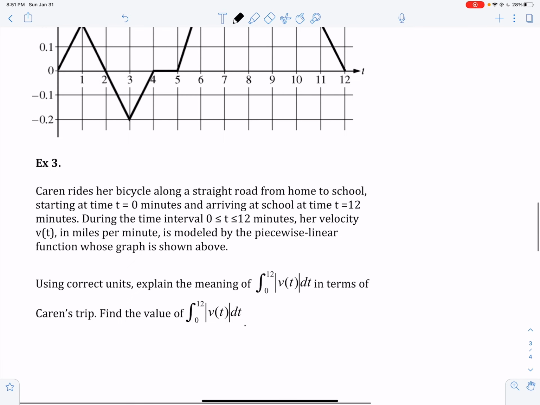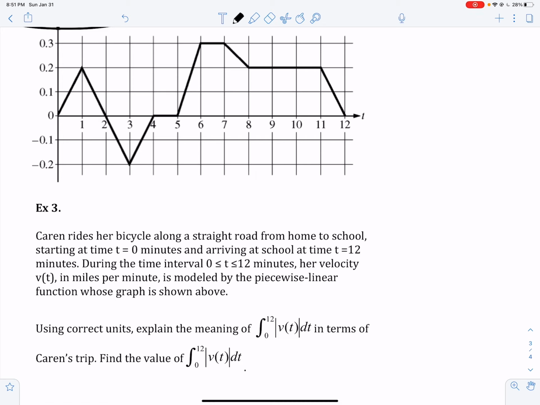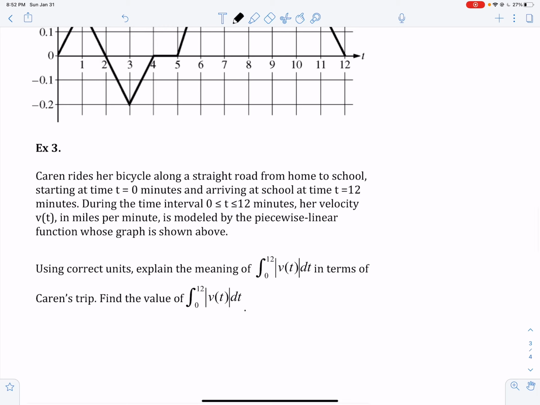Okay, so it says Karen rides a bike along a straight road from home to school, starting at 0, ending at 12 minutes. During that time interval, her velocity in miles per minute is modeled by the piecewise linear function whose graph is shown above. Using correct units, explain the meaning of the integral from 0 to 12 of absolute value of v of t dt. So what does that mean?